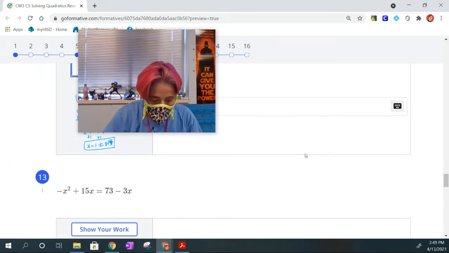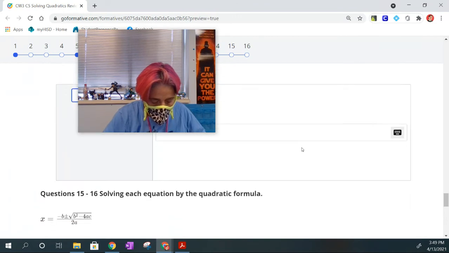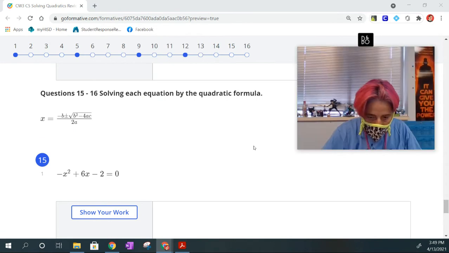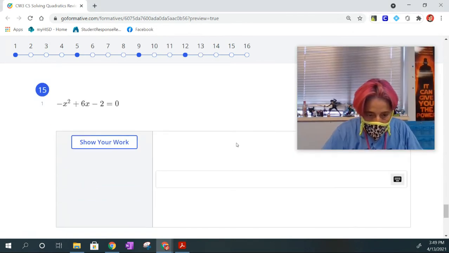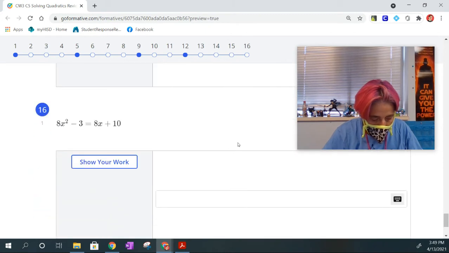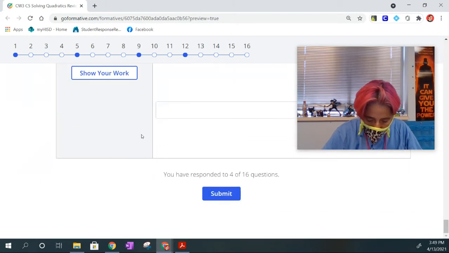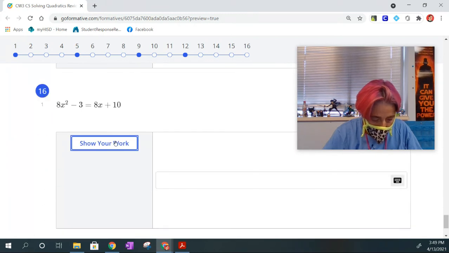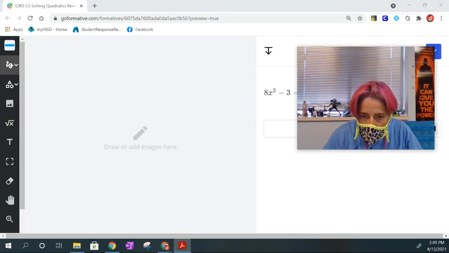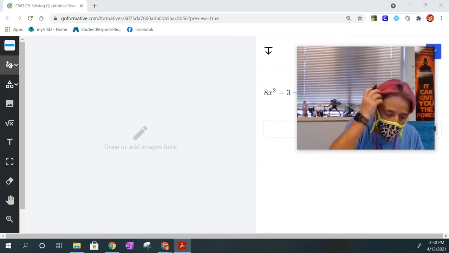All right, and then I'm going to do one of these using the quadratic formula. All right, let's see. I'll skip number 15. Let's do 16. You only have 2. So I'll do the harder of the 2. So I'll do 16. Wait, actually, hold on, I think 16 is actually the harder one. Let me see. Yeah, 16 is the harder one. We're good. So I'm going to do this one. Okay.